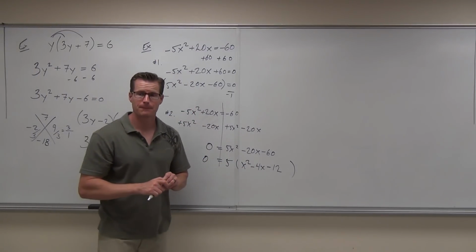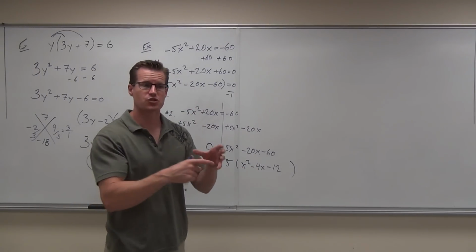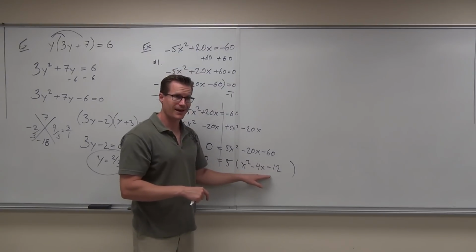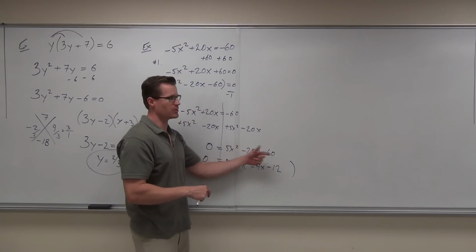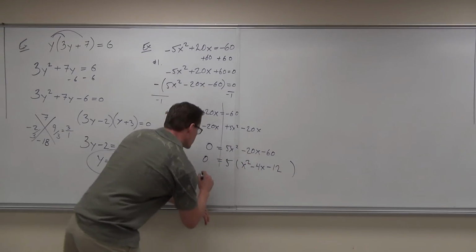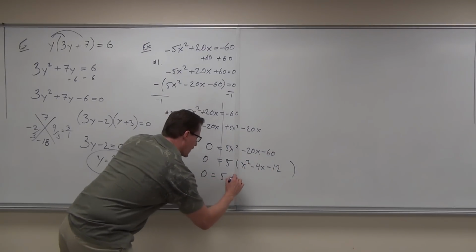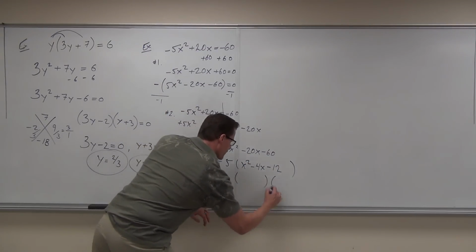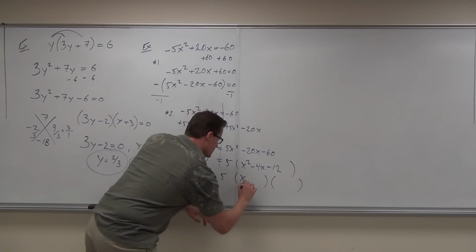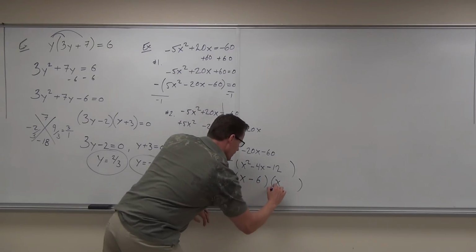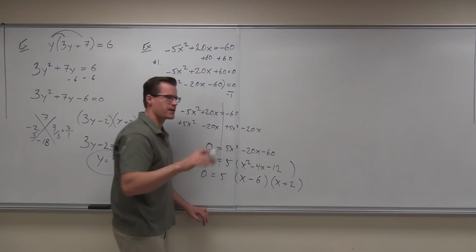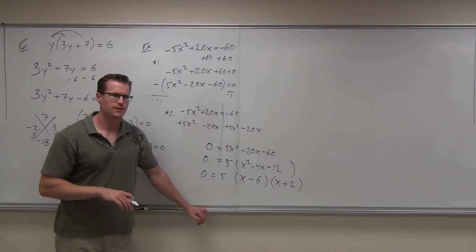Diamond problem. Okay, can I use a shortcut on this diamond problem? Yes. Yeah, that makes it nice, because here we couldn't, but factor out the 5, now we can. So if we factor, we have 5 times x minus 6, x plus 2. You can verify that on your own if you'd like to.